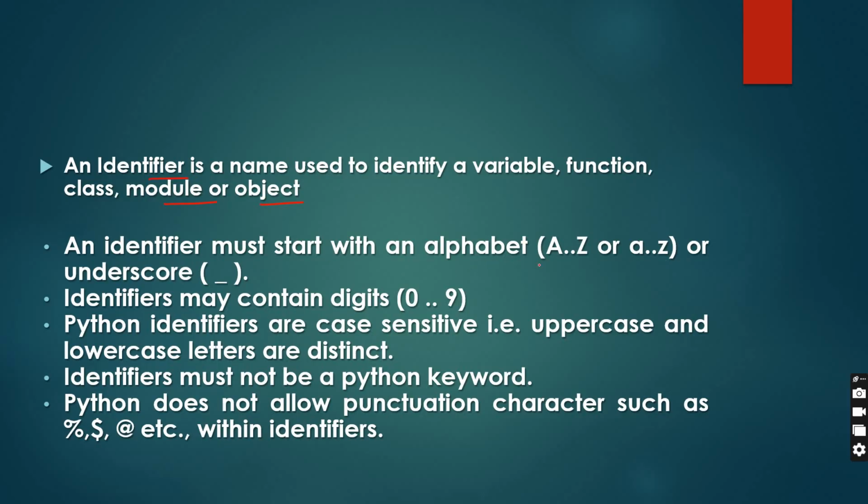An identifier must start with an alphabet, A to Z, or it can have an underscore symbol, and an identifier may have digits, 0 to 9. Identifiers are case sensitive. So capital X is different and small x is different here. They are case sensitive. An identifier must not be a Python keyword. For example, if and else cannot be used as identifiers. Python does not allow punctuation characters in identifiers.